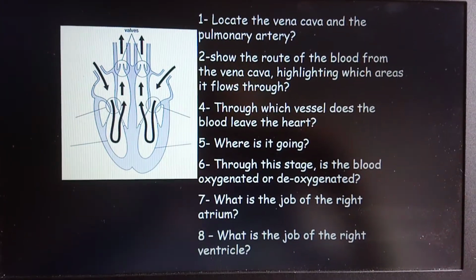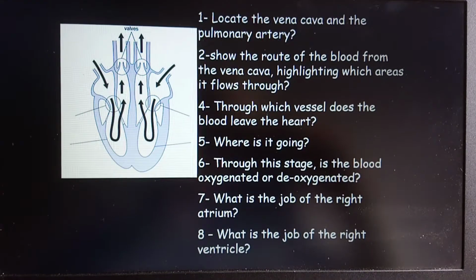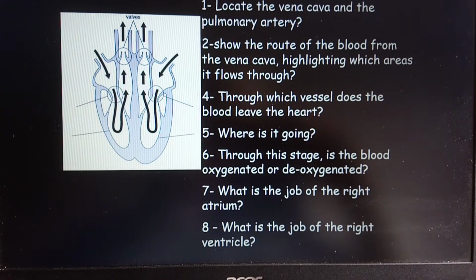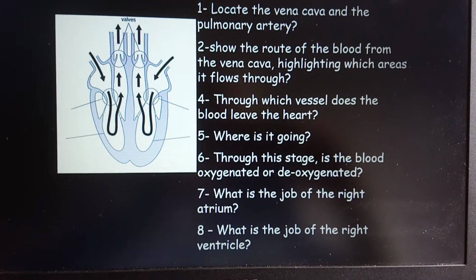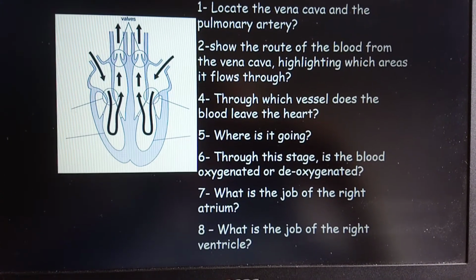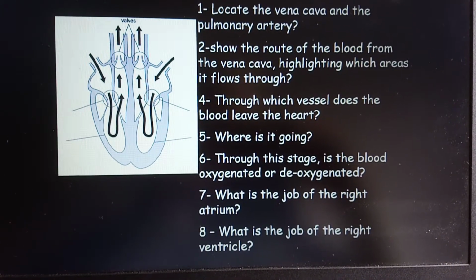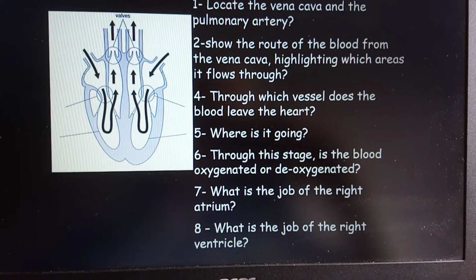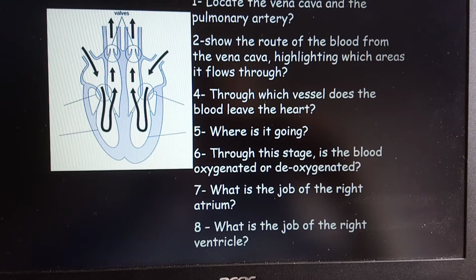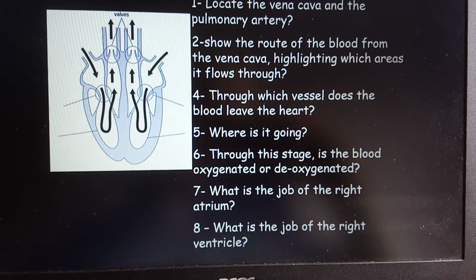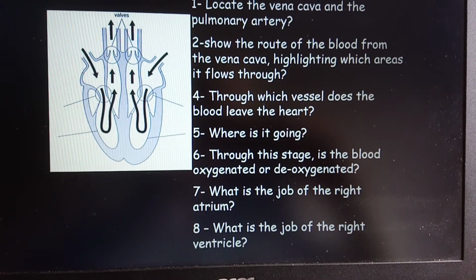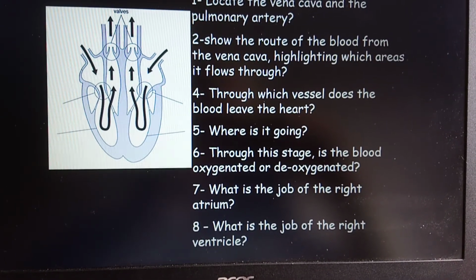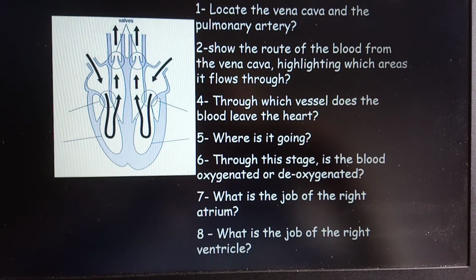Then question 4, that should be 3, shouldn't it? Through which vessel does blood leave the heart? Now we've just coloured that in. Have a look which vessel blood leaves the heart through. Where is it going? And then through this stage, is the blood oxygenated or deoxygenated? Does it have oxygen in or not? And what is the job of the right atria? And finally, what's the job of the right ventricle?